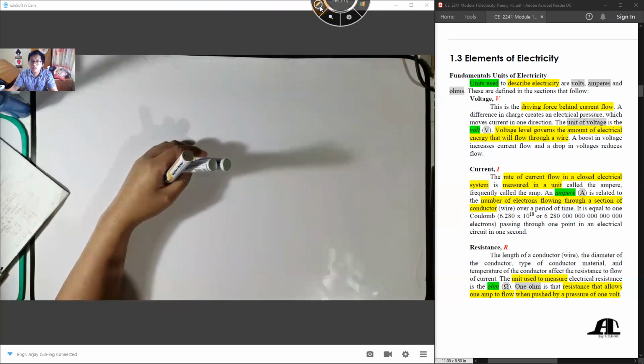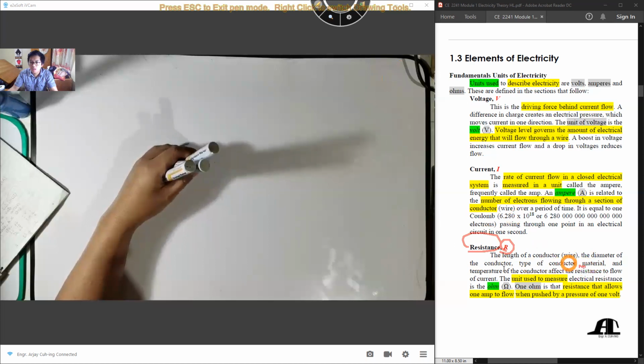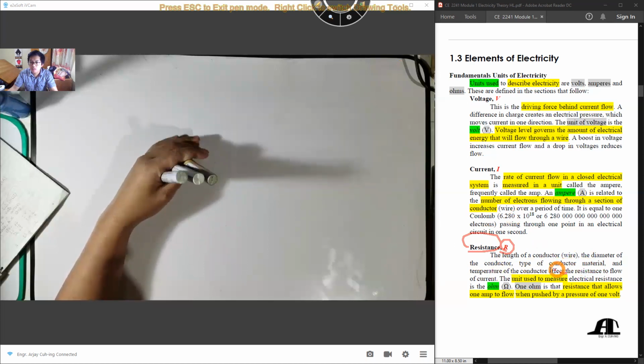So next up class is resistance. So resistance class, ang notation natin resistance class is R. Okay. So the length of conductor, diameter of conductor, type of conductor, tapos temperature. Ito class yung mag-a-affect ng resistance natin. Okay. Yeah. So the unit used to measure electrical resistance class is ohm.